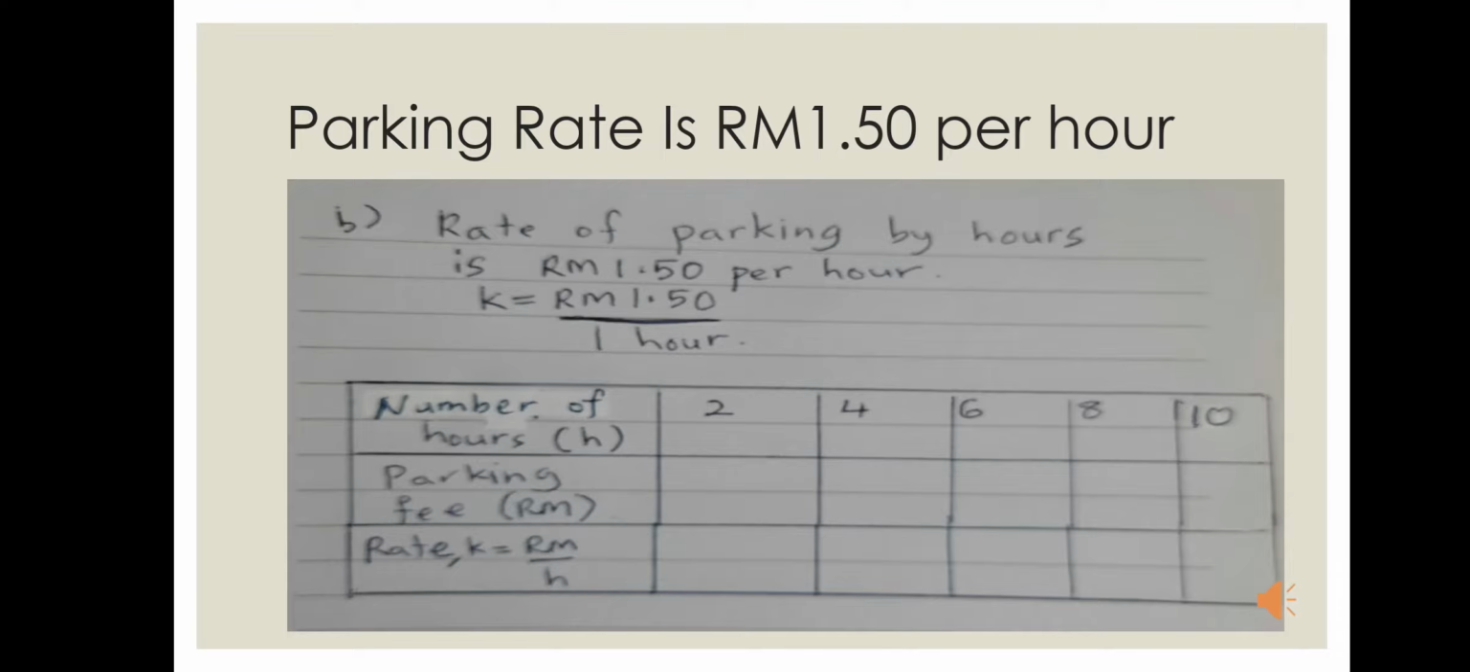Next activity, let's complete this table. You are given k, the rate of parking is 1 ringgit 50 cent per hour. If the number of hours is 2, what is the parking fee? After that, let's look at the third column. The third column needs you to find the constant of RM over hours.